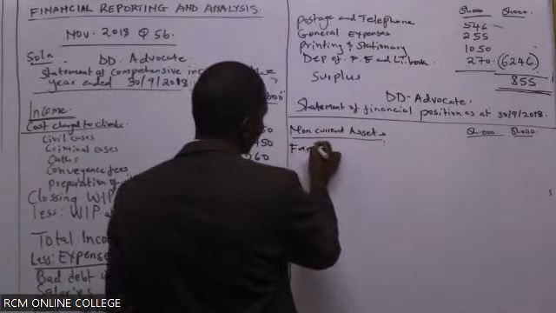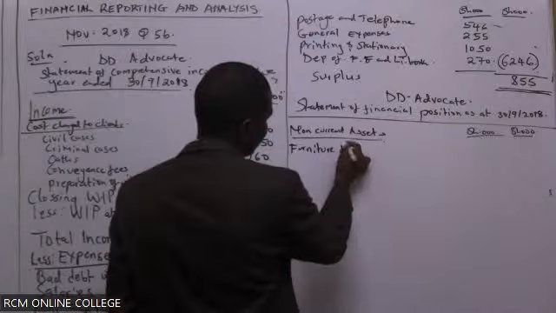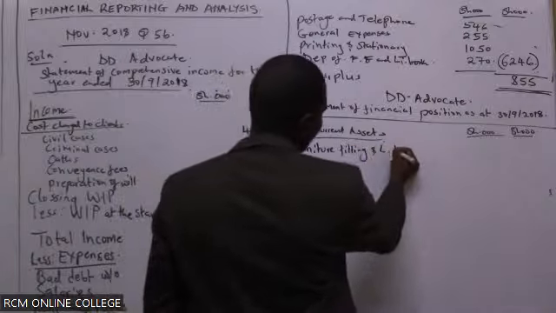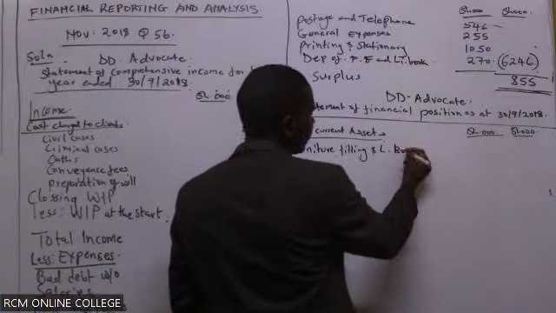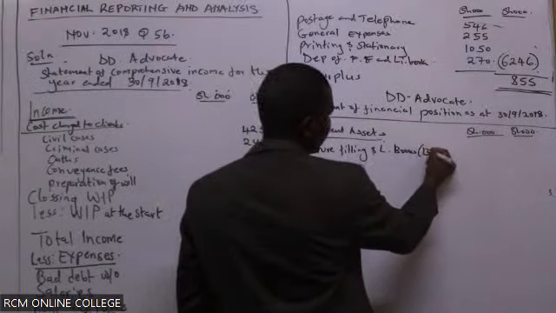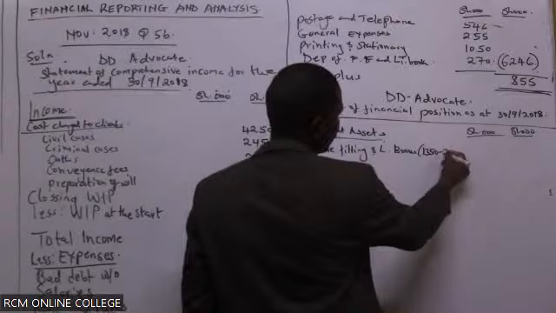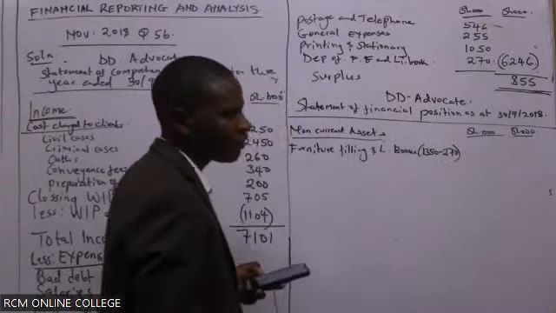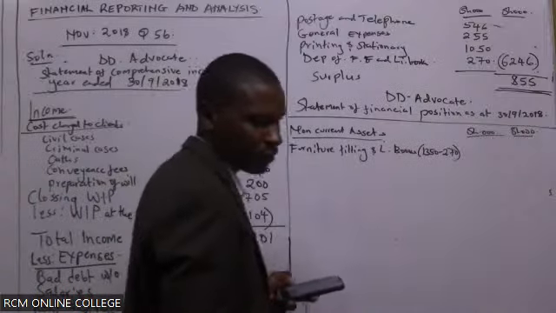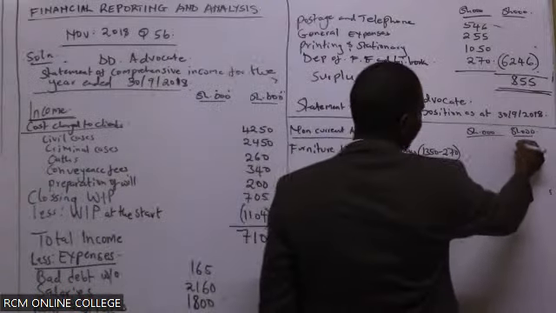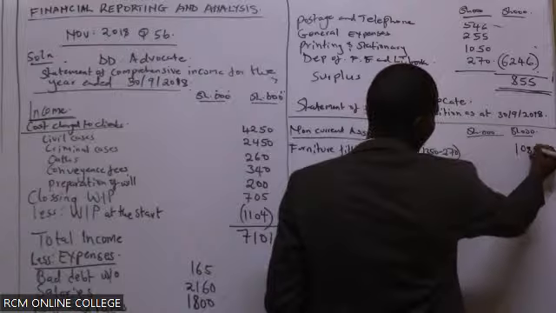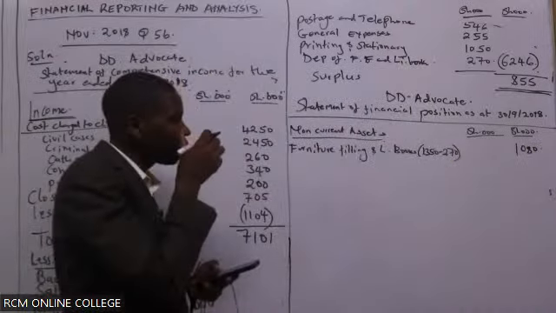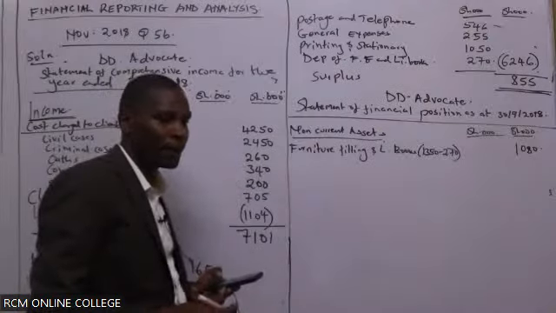Furniture, fitting, and library books. And now these will be 1350 minus 270. We record the book value. The book value, people give me 280. I hope that is that. No, 1080. 1080. Any other item that falls under non-current?